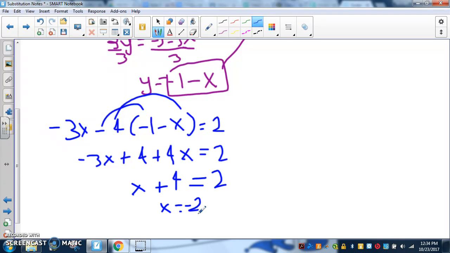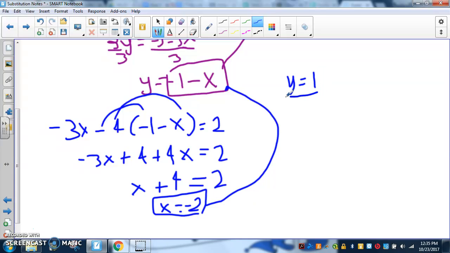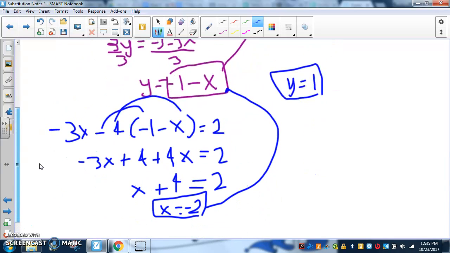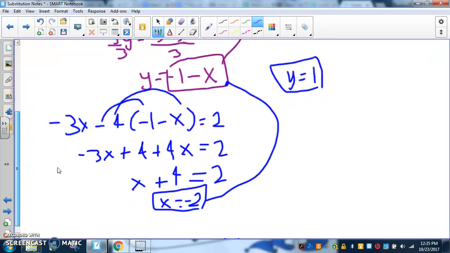And all of that just to get one variable, but I'm still not done. I then need to take this and plug it back in. So negative 1 minus a negative 2 would actually be negative 1 plus 2. So y must be equal to 1. If I wanted to take up more of your time, I could go back in and plug each of these into both equations to make sure they work. But I'm pretty confident I didn't make a mistake. I think the solution to the system is negative 2, 1.